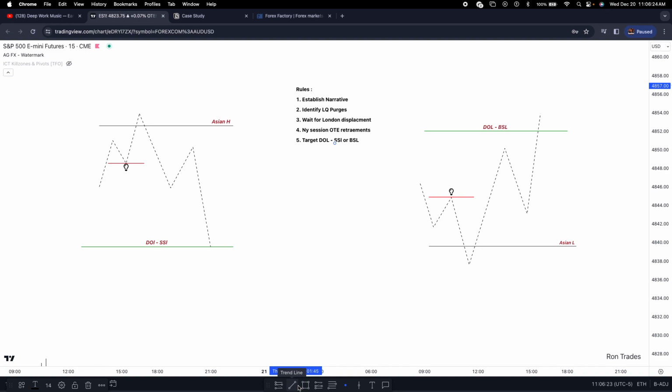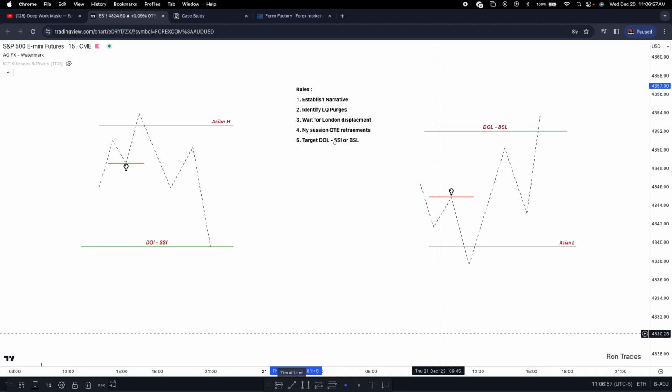Second thing I do is I identify liquidity purges. What's that? Asian high or Asian low. I need to see Asian high or Asian low purge in order for me to put any type of risk on a OTE pattern. The third thing I wait for is London displacement. I'm going to be doing some back test examples, so you'll see more of a clear London displacement example. Fourth thing is going to be New York session OTE retracements. And the fifth rule is going to be target drawn liquidity, which is going to be sell side or buy side.